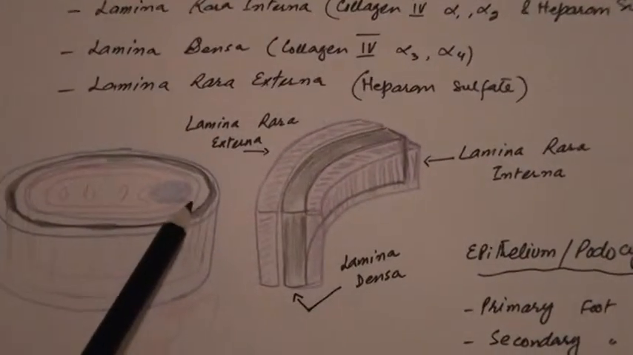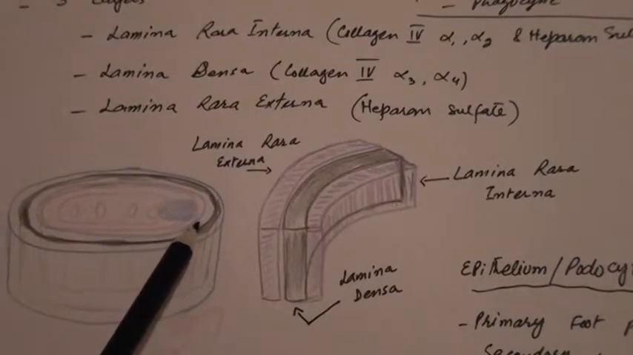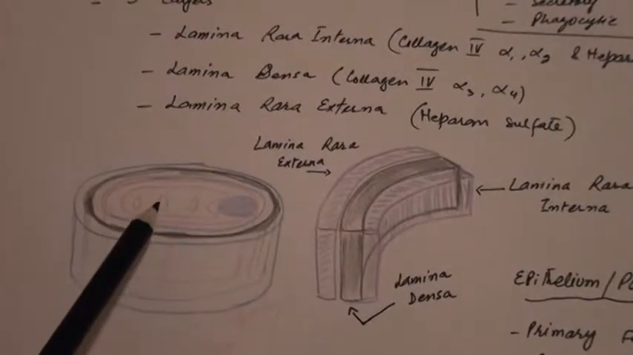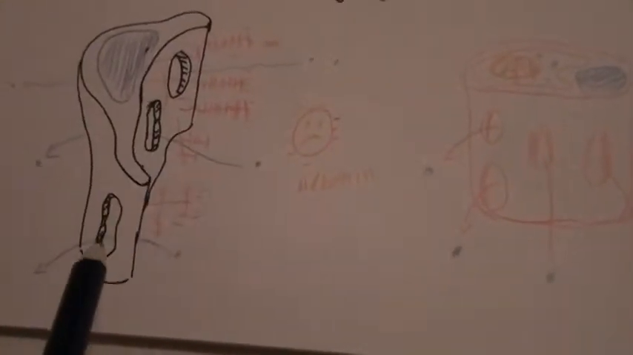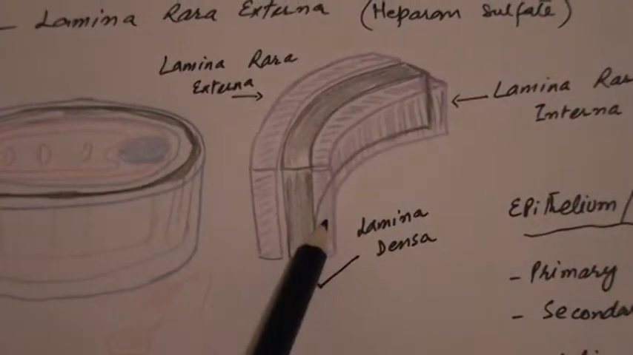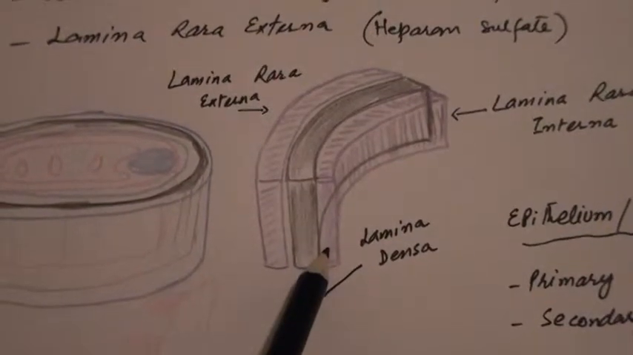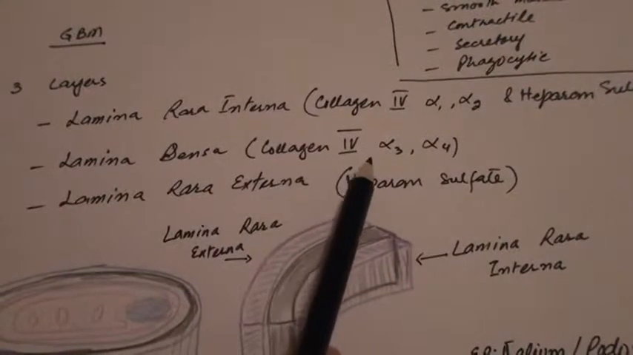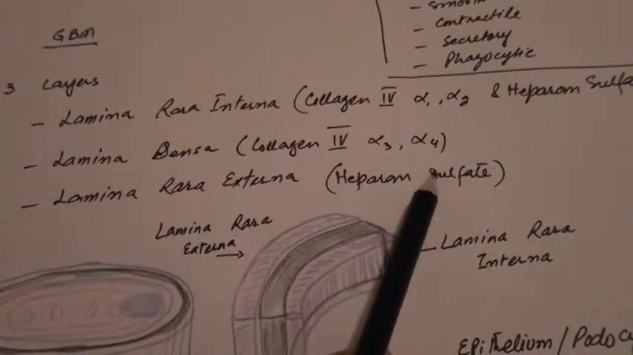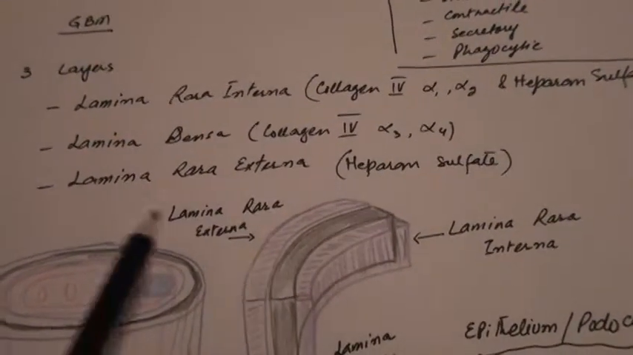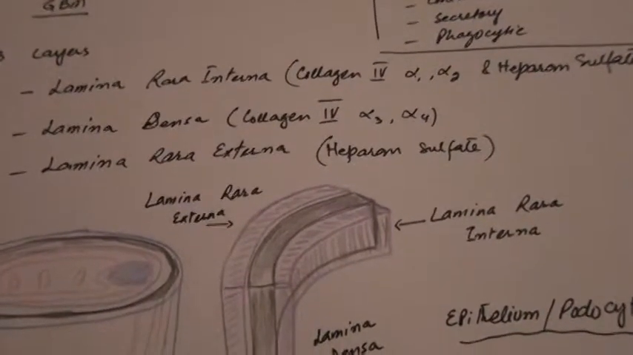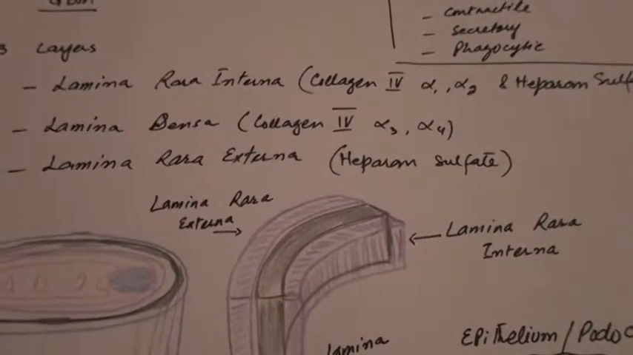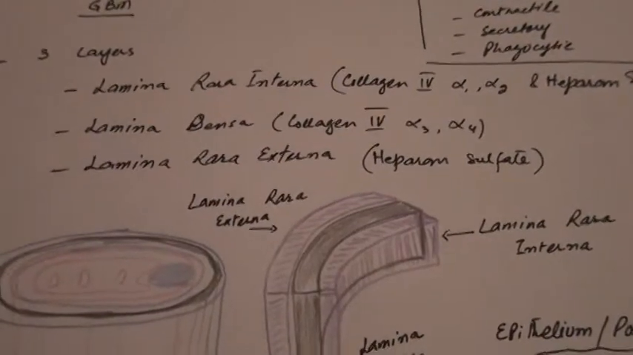So this lamina rara interna is strongly negatively charged, and so even when the albumin can pass through these big fenestrations, still outside this is the lamina, and that is negatively charged. Then comes the lamina densa, and lamina densa is collagen 4, alpha 3 and alpha 4 chains, and then is the lamina rara externa, which also has the heparan sulfate. So this is the basic structure.